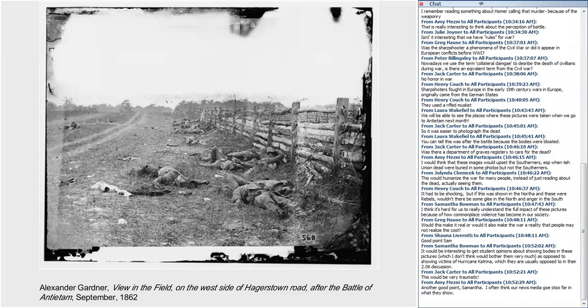Well, I would like to add one point to that. I teach in college, so I teach these images to college kids. But even college kids now find these images to be very, very puzzling and disturbing, because they're not used to seeing images of battle dead in recent wars.